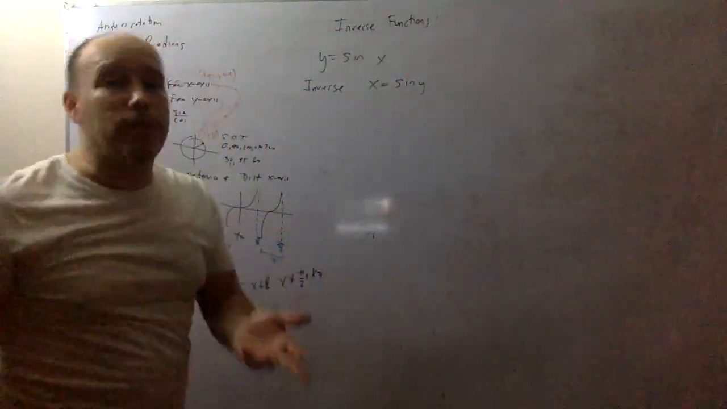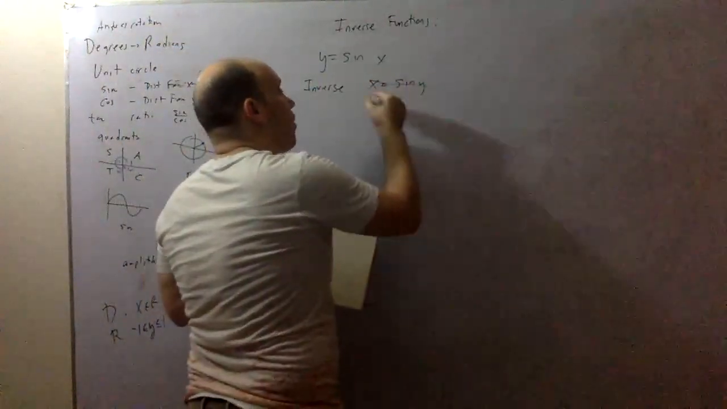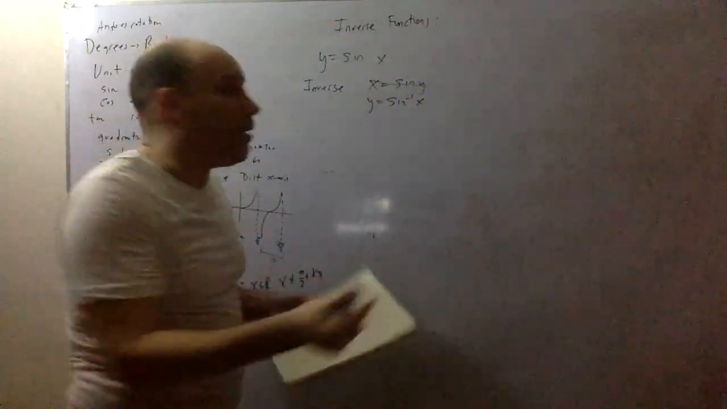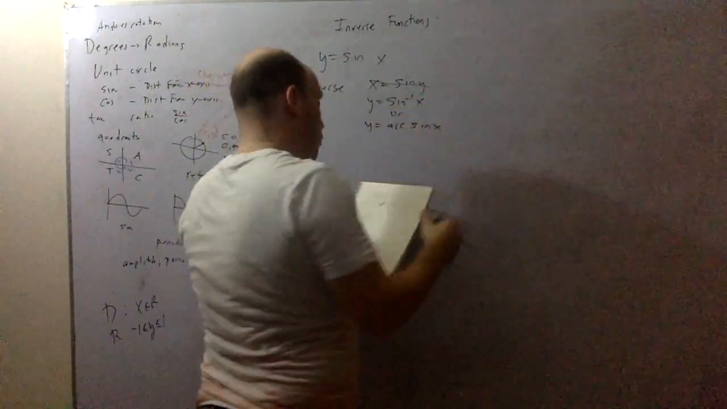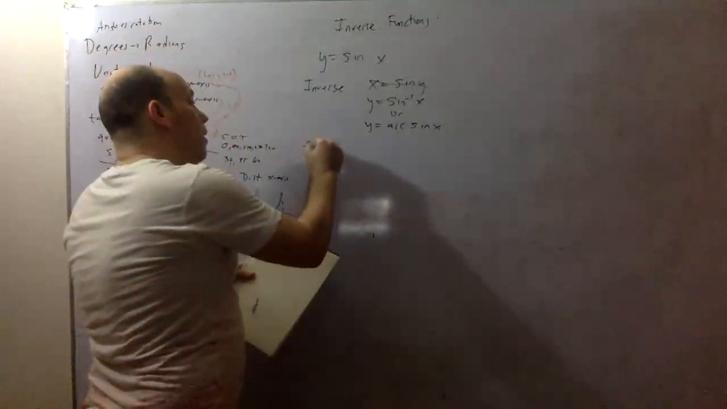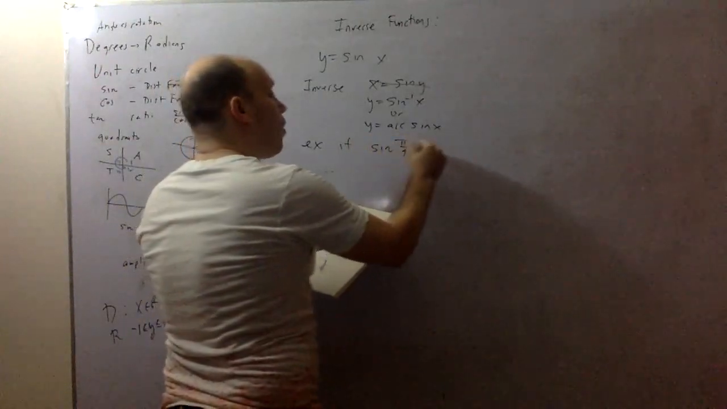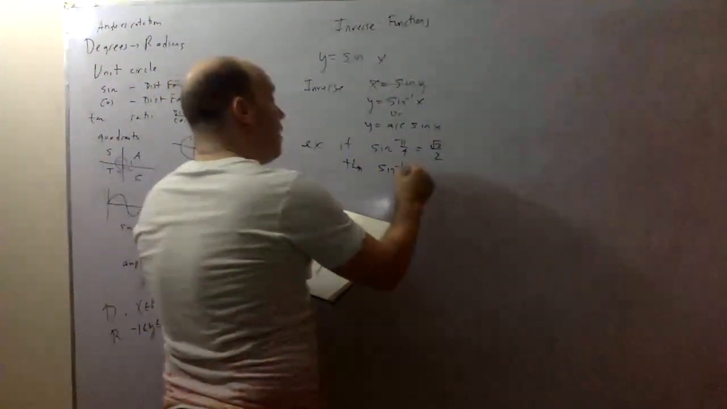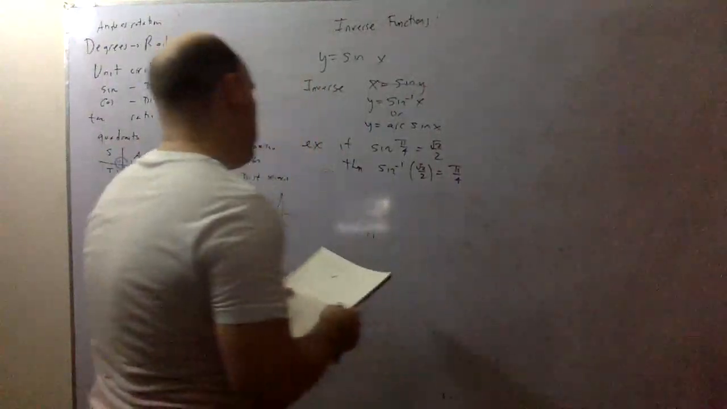And like logarithms, the inverse of exponents, we have a special way to write this. We write y equals sine of x to the -1, inverse sine, or we write y equals arc sine of x. For example, if sine of pi over 4 equals radical 2 over 2, then the inverse sine of radical 2 over 2 equals pi over 4.